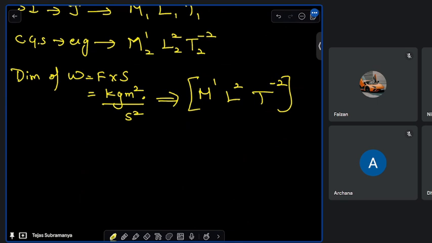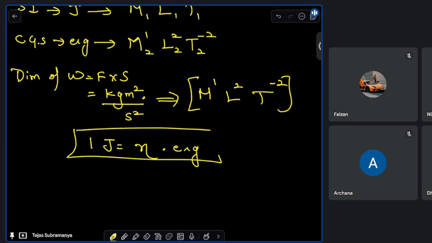I write the relation. 1 joule is equal to N erg. I'm just supposed to find the value of N. And if I get the answer for N as 10 to the power 7, my answer is right. That's how you solve. Same. 1 joule is N erg. Okay. Now what are you going to do?